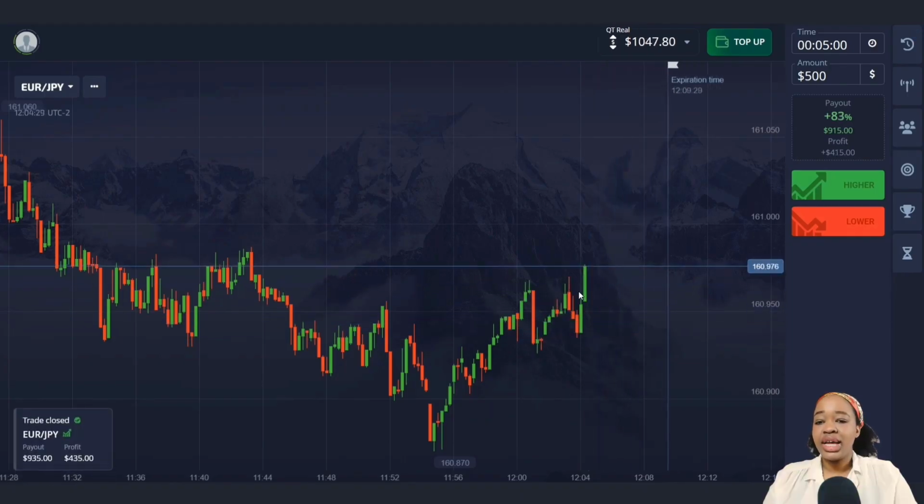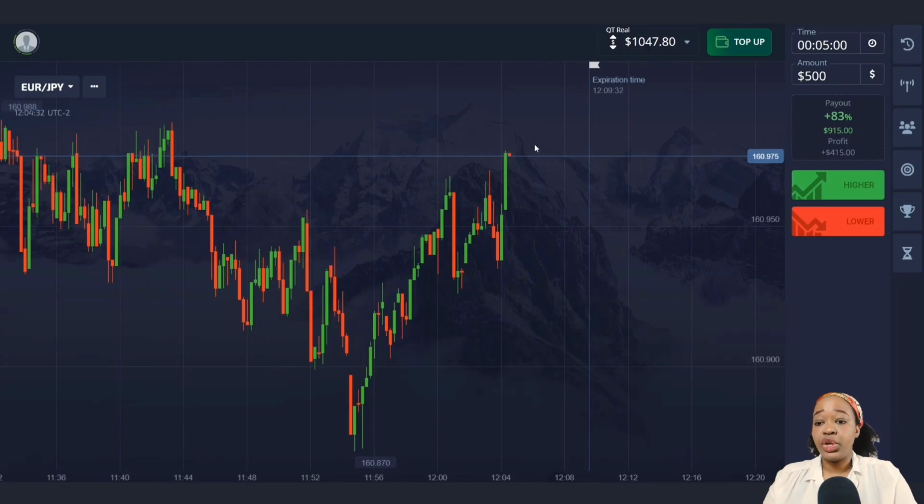This is interesting. As you can see, the price moves in waves and the upward movement continues, and here once again I managed to make very good profit. So let me continue.